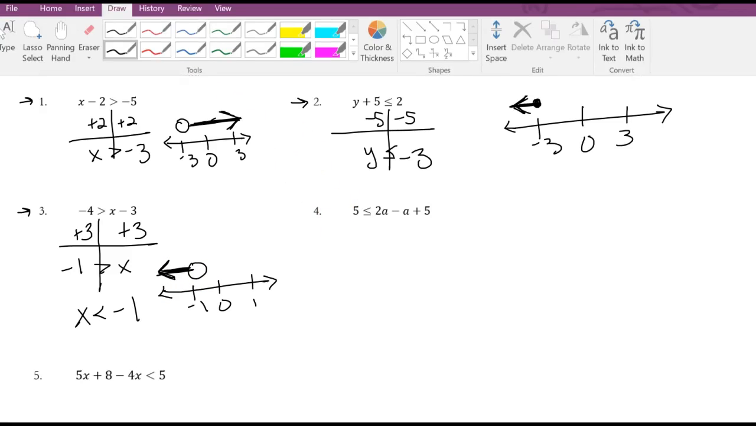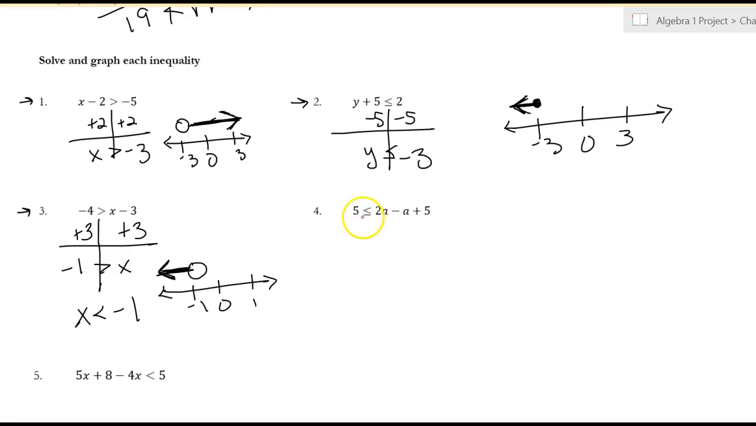Okay, 4 and 5 are not that difficult, but I just want to make sure you remember what to do. I have to get things together that can go together, so I'm combining like terms. I have a 2a and a minus 1a. 2a and a minus 1a is a 1a. And now I just solve the equation. I'm going to minus 5 on both sides.